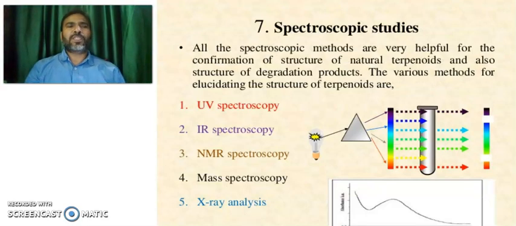Now friends, spectroscopic studies. You have learned spectroscopic studies in previous classes. All spectroscopic methods are very helpful for the confirmation of the structure of natural terpenoids and also the structure of degradation products. The various methods for elucidating the structure of terpenoids are UV spectroscopy, infrared spectroscopy, nuclear magnetic resonance spectroscopy, mass spectroscopy, and X-ray analysis.